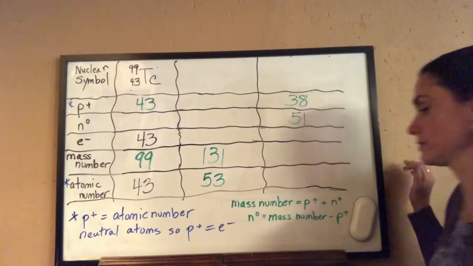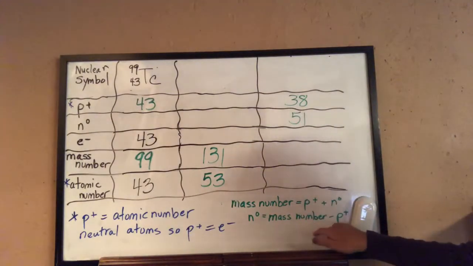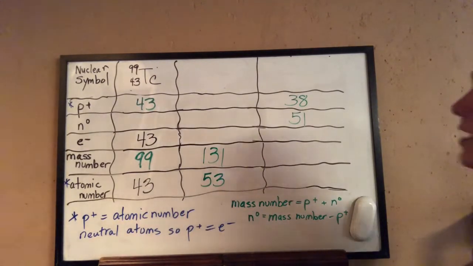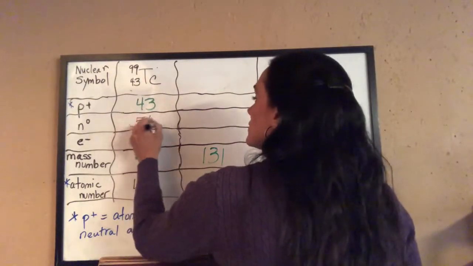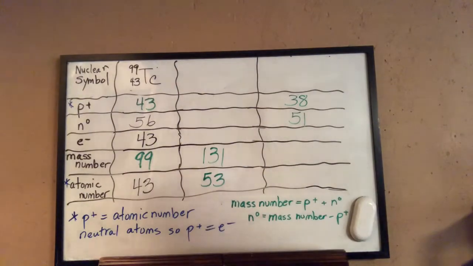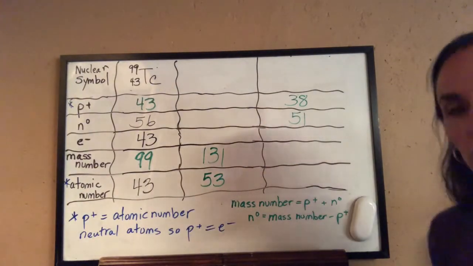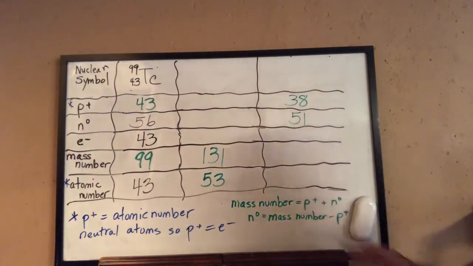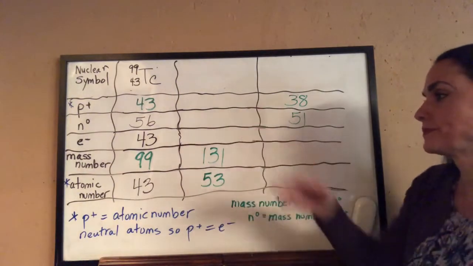Number of neutrons, the mass number minus the number of protons. So you would take 99, which is your mass number, and subtract the number of protons, 43, and you would result with 56. So all we need is either addition, subtraction, or looking at the periodic table. All right, we have another isotope here.